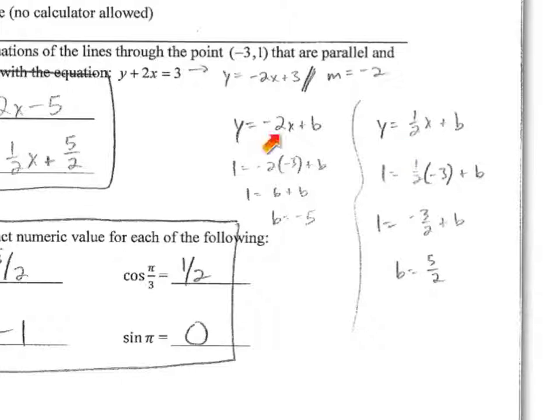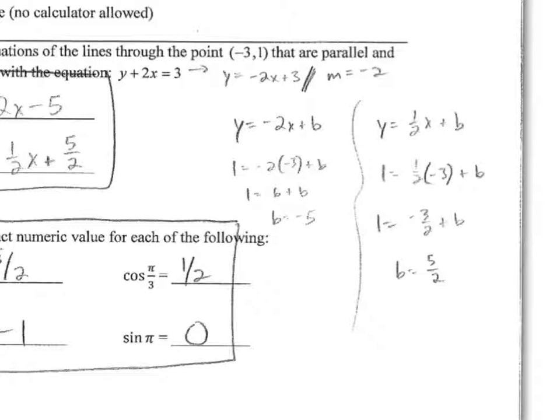If the line is to be parallel, you'll notice that the slopes match. If the line is going to be perpendicular, then the slopes will be opposite reciprocals. So again, parallel, they have the same slope. Perpendicular, the lines are opposite reciprocals.